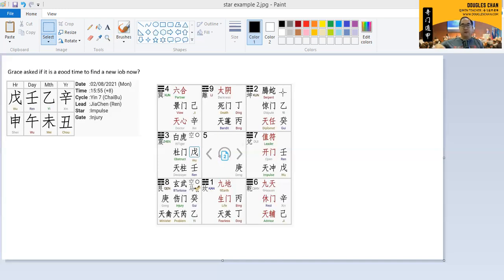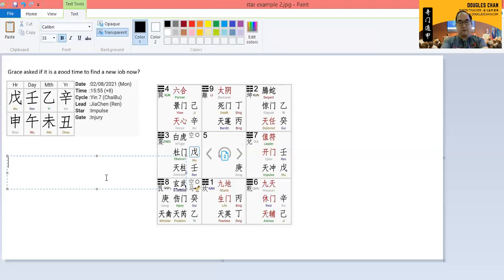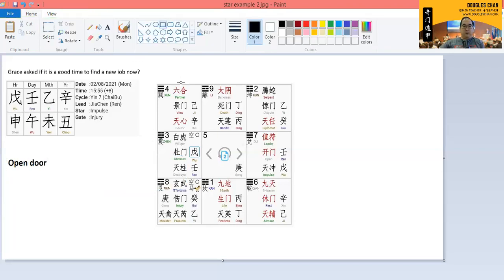Anything related to a job, we have to look at this particular symbol called the Open Door. So anything related to a job is called the Open Door. Let me type it out first. This is Open Door. First of all, let's highlight where the Open Door is. The Open Door is symbolized by this particular symbol over here, in box number 7.